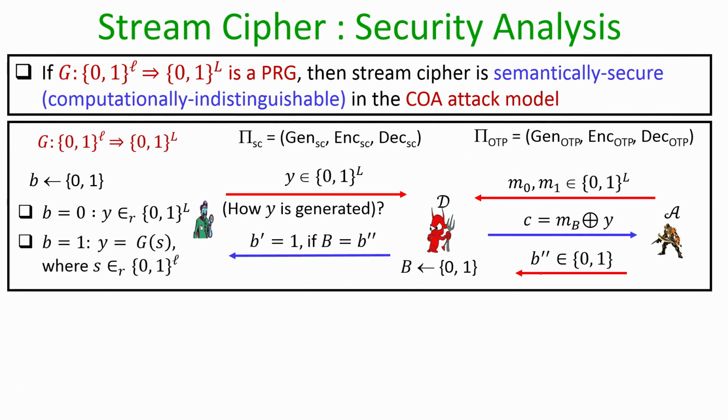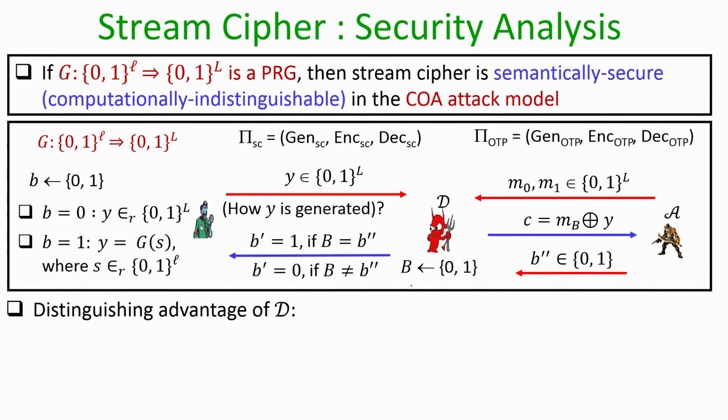then the distinguisher D labels the sample Y as if it is generated by a pseudo random generator. Otherwise, it labels the sample Y as if it is generated by a truly random generator. That is the idea of this distinguisher. Now, let us calculate the distinguishing advantage of the distinguisher.